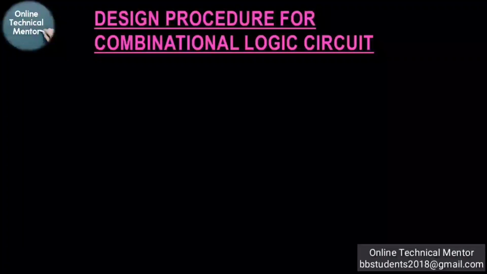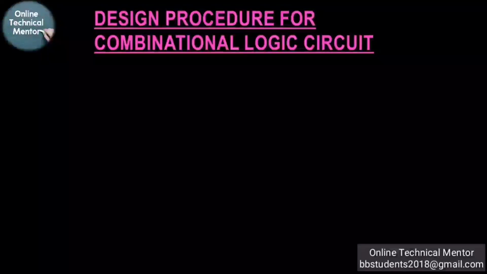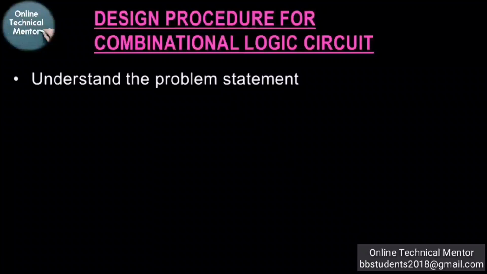Now come to the design procedure of combinational logic circuits. Before designing a combinational circuit, you have to follow some steps. So what are these steps? Number one, understand the problem statement. That means you are given a problem to design a combinational circuit. You need to observe the problem very clearly.